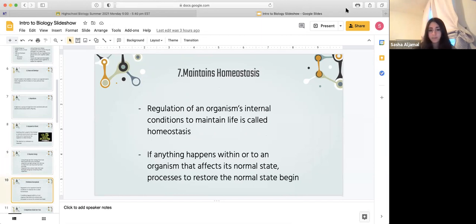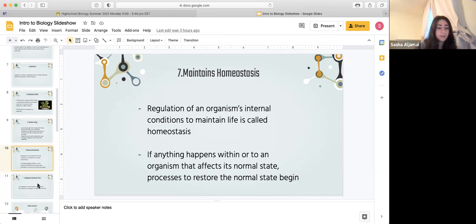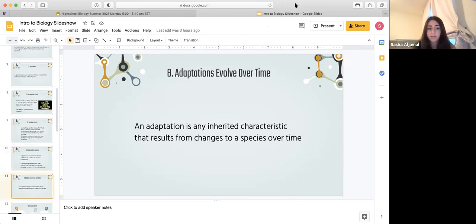And then for the seventh one, maintains homeostasis. The regulation of an organism's internal conditions to maintain life is called homeostasis. And if anything happens within or to an organism that affects its normal state, processes to restore the normal state begin. And then for the eighth and final characteristic of life, adaptations evolve over time. An adaptation is any inherited characteristic that results from changes to a species over time.